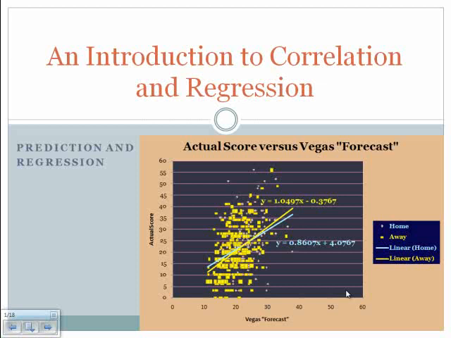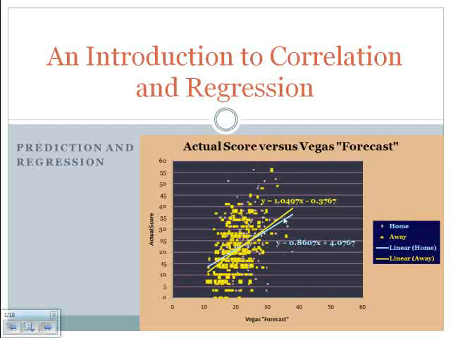Alright, in this lesson we're going to start talking about prediction and prediction equations. The scatter plot that you see there represents Vegas forecast scores and actual scores for the NFL for the 2007 season. You can see that within this scatter plot something new has been added.